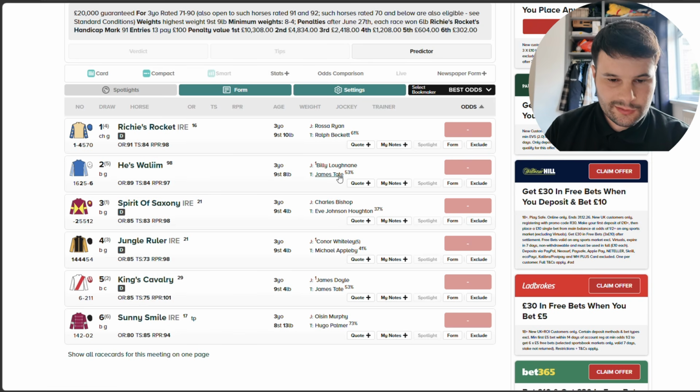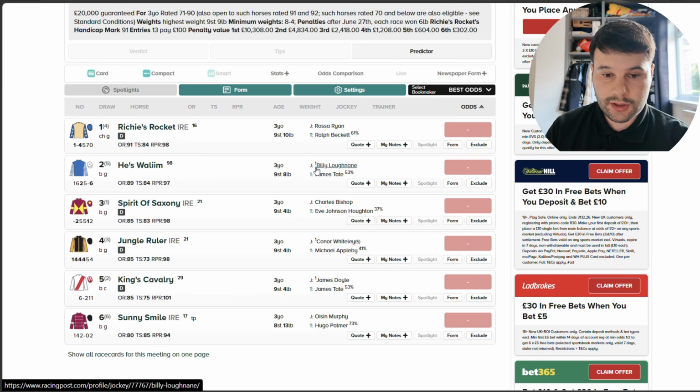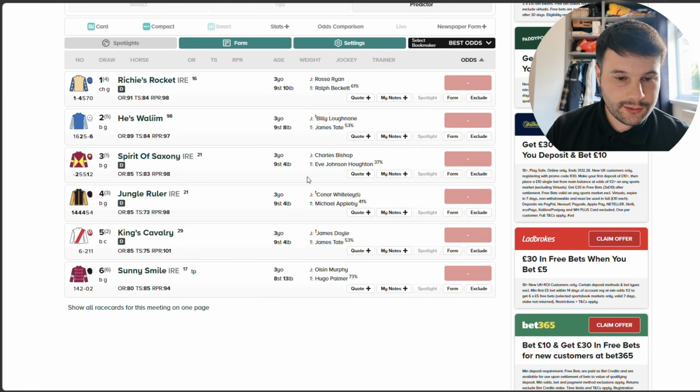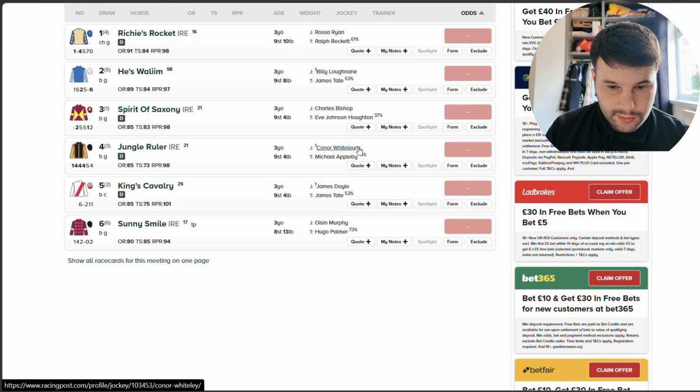You may also see some little numbers. So if we go down to the second horse here, he's Willeen, you'll see the jockey Billy Loughnane, he's got a little #1 next to his name. Basically that means it's his first ride on this horse, so he's never ridden this horse before in a race situation. Anyway, you may also see some other numbers next to jockeys.